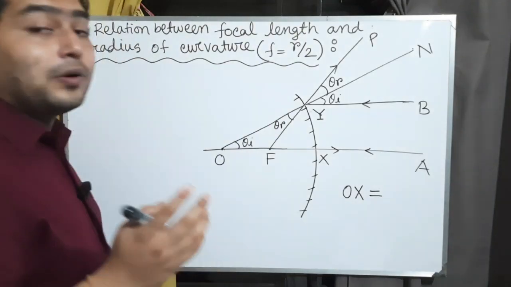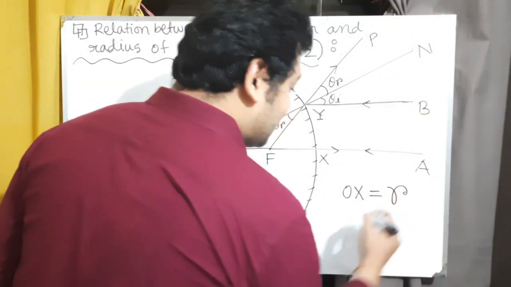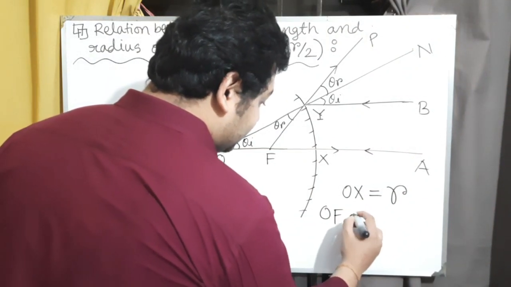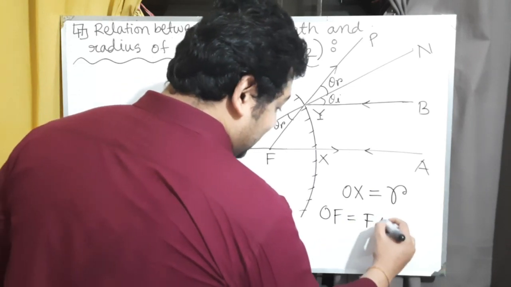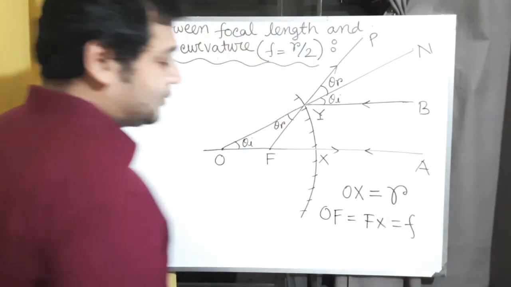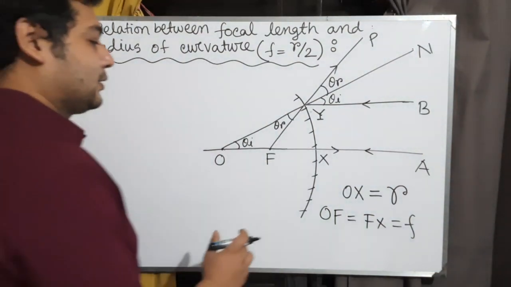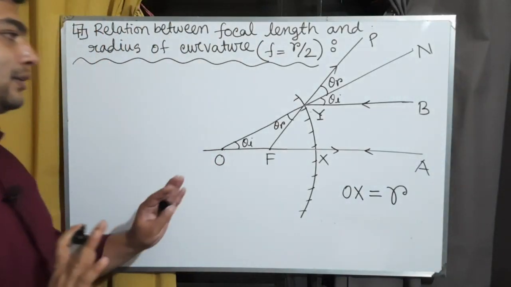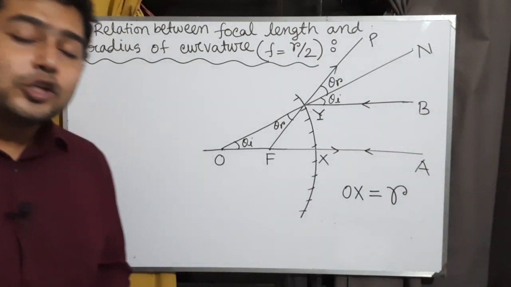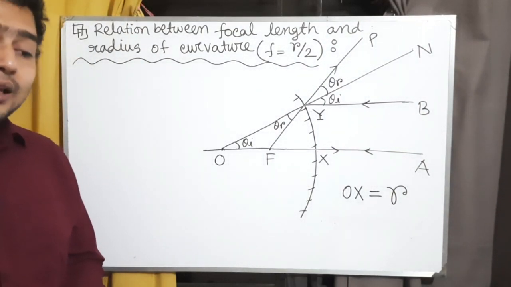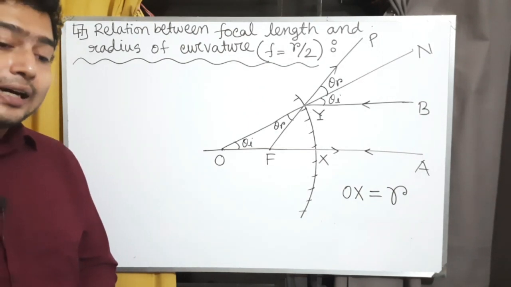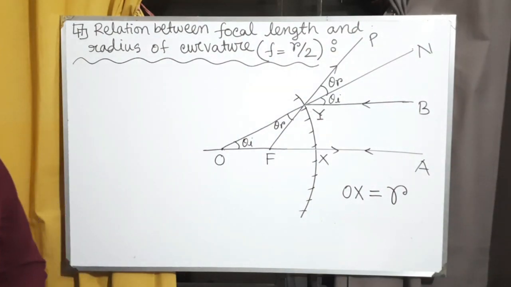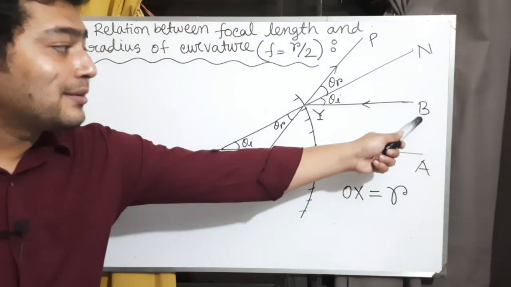So here, according to our discussion, OX is R, and OF equal to FX equal to F. Suppose OX equal to R. Now two parallel rays, parallel with the principal axis of the spherical mirror, come from A and B.